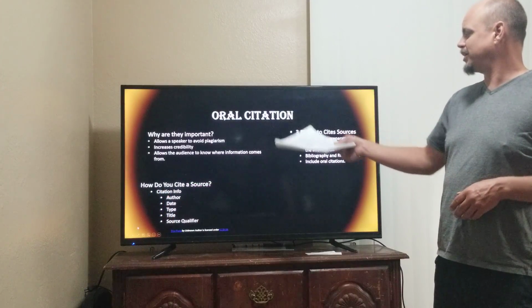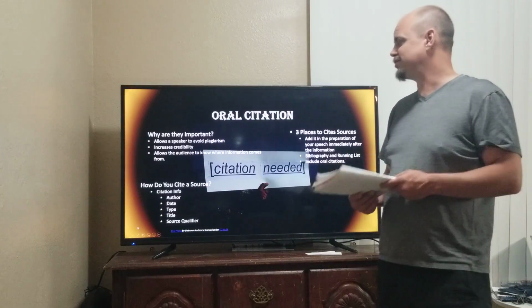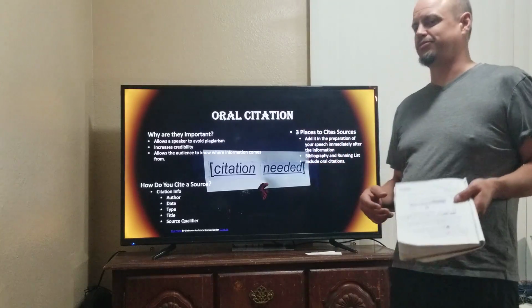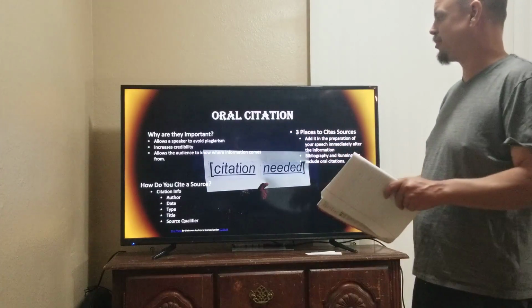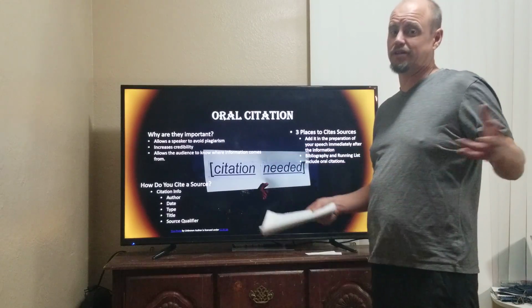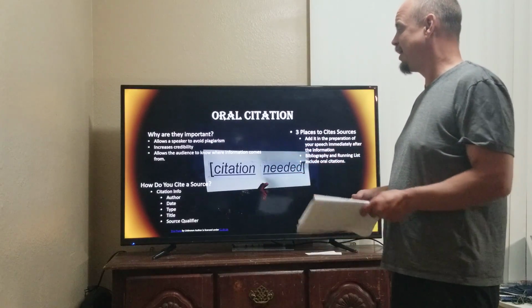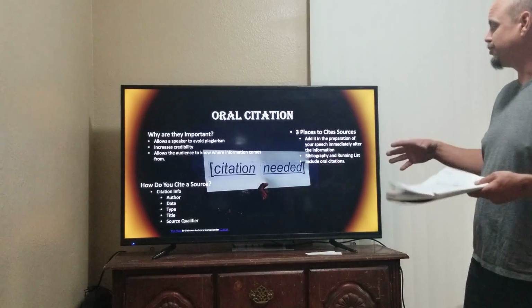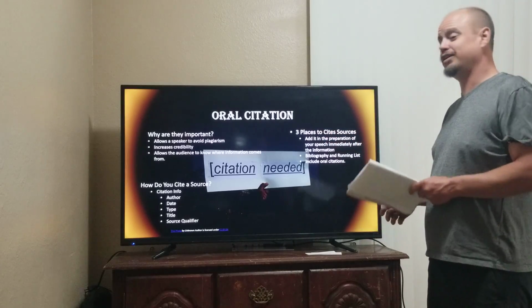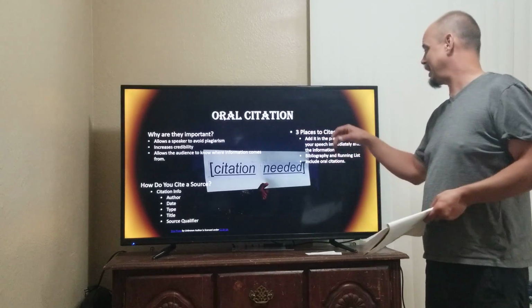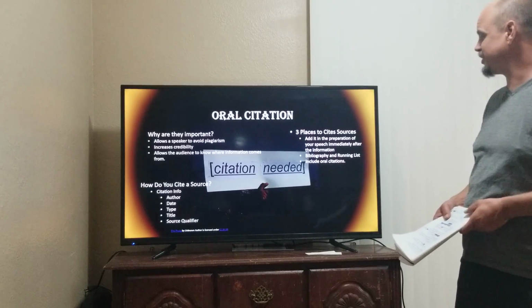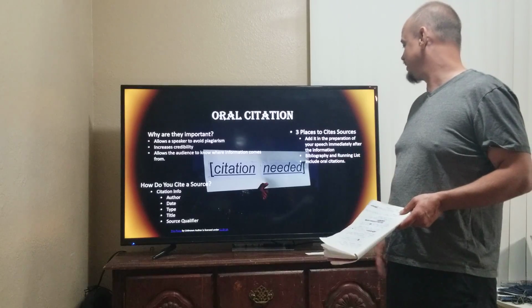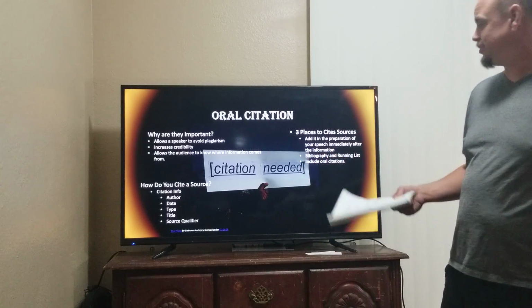Now, with an oral citation, the reason why you want to learn this and why it's important is that it allows the speaker to avoid plagiarism. You don't want to be speaking about the wrong things. It increases your credibility when you're telling people facts, and it also allows the audience to know where your information is coming from. So to do that, you also have 3 places you can cite your sources so you can make sure you get it correct: add it to the presentation of your speech immediately after the information, into your bibliography and your running list, and include it in your citations.